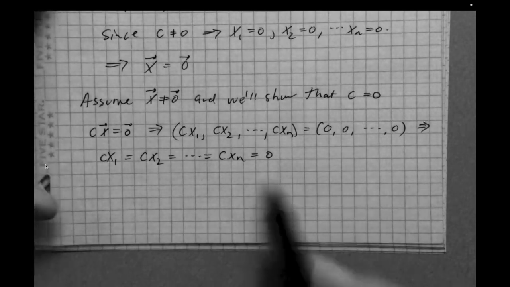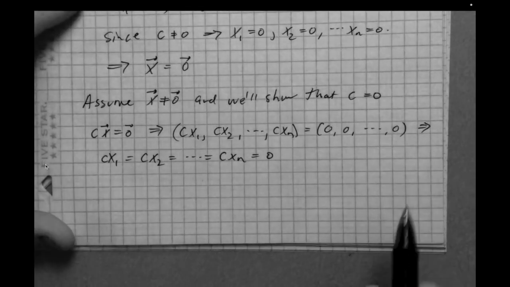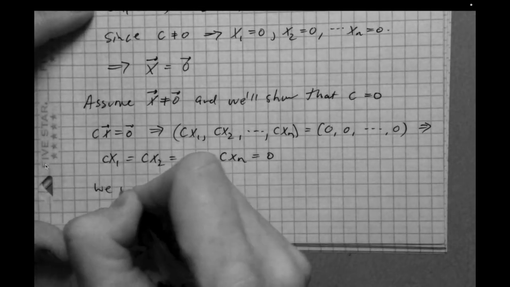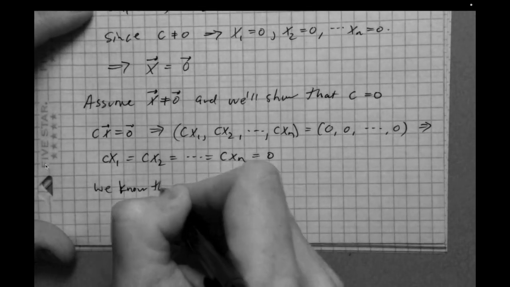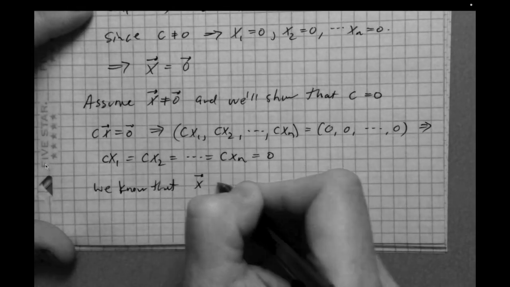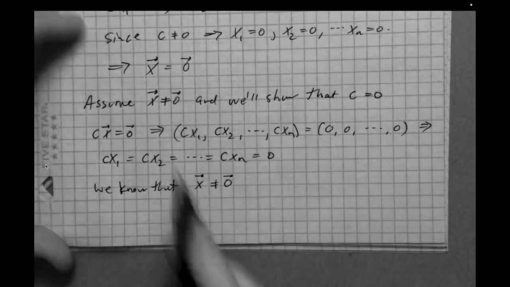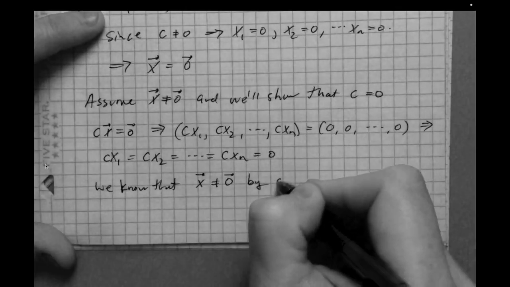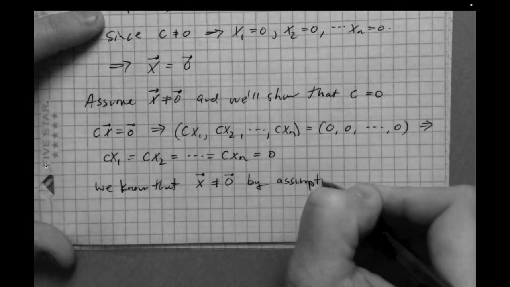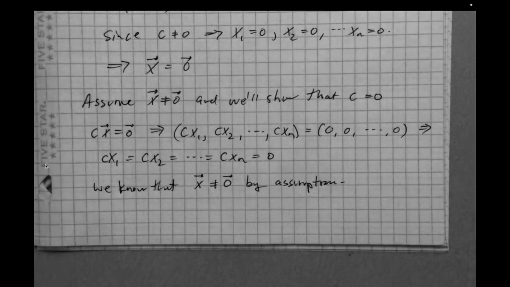Now, we know that X is non-zero. We know that X is not equal to the 0 vector. That's by assumption. And what does that mean? Well, that just means that some xi is non-zero. Maybe all of them are non-zero, but maybe only one of them is non-zero.